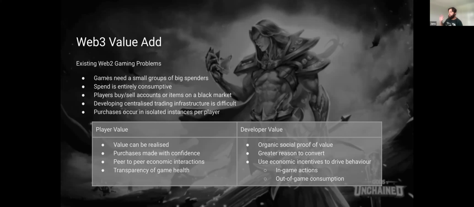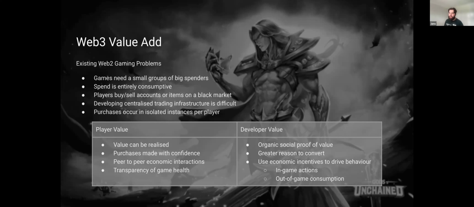And finally, in Web2, purchases occur in isolation in single instances of players, which often prevents the social value of a purchase being shared widely amongst an audience. So what I've done here is I split out what can Web3 add to your audience, but what can Web3 add to you as a developer as well.